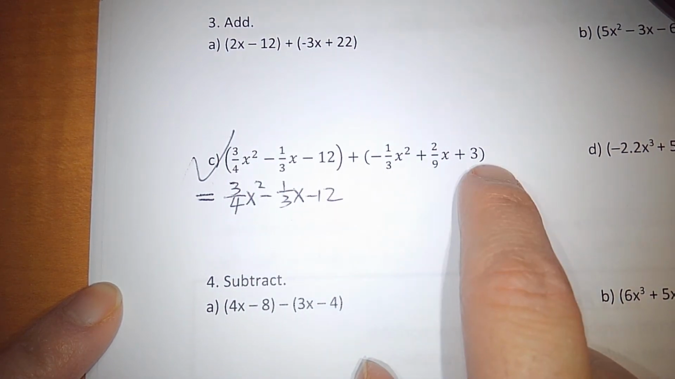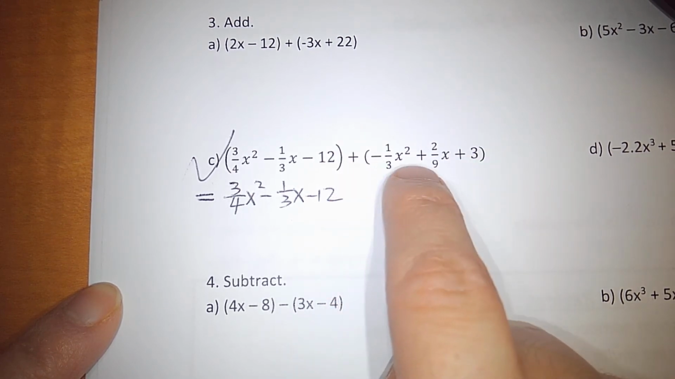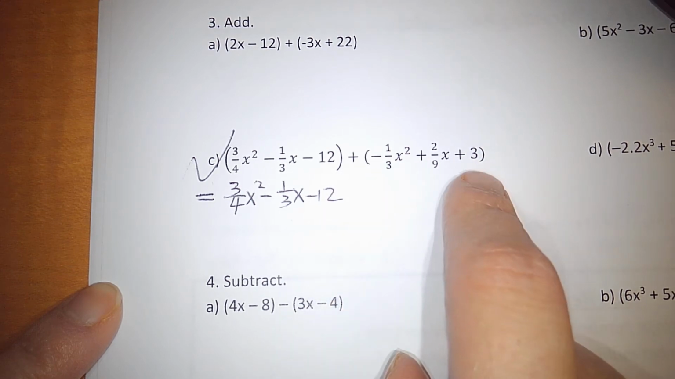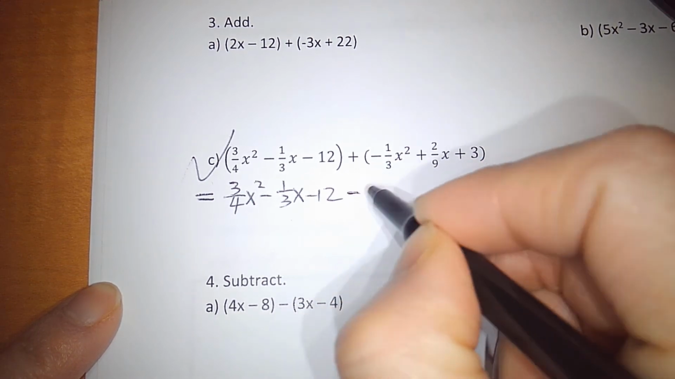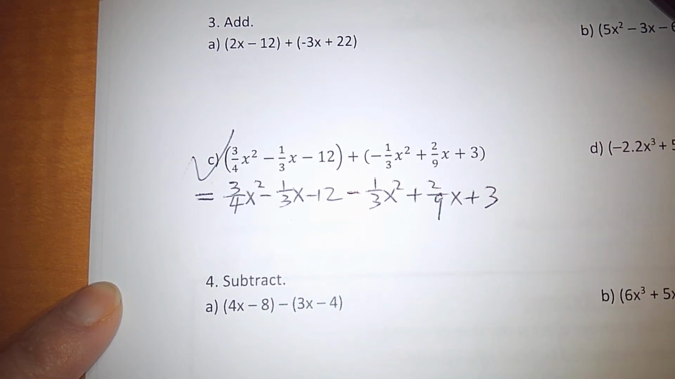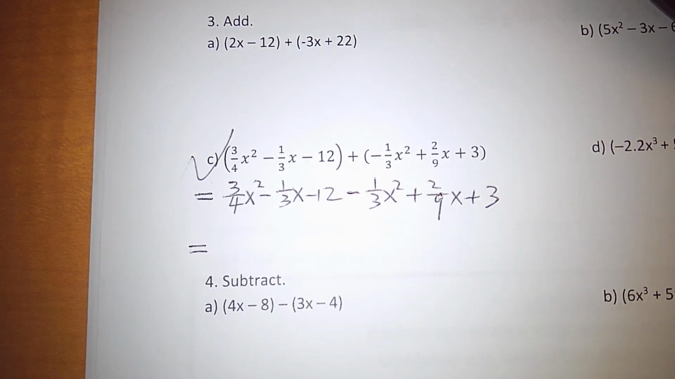And for this second polynomial, to get rid of the parentheses, what should we do? Every term remains the same, right? So that gives us negative 1/3 x squared plus 2 minus x plus 3, right? So it's good. And then, do we have any like terms? Yes. Okay, so what are the like terms?